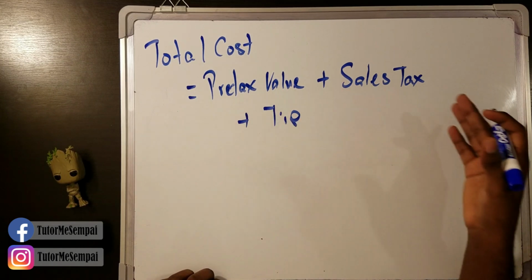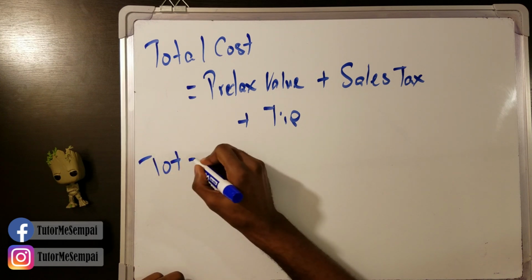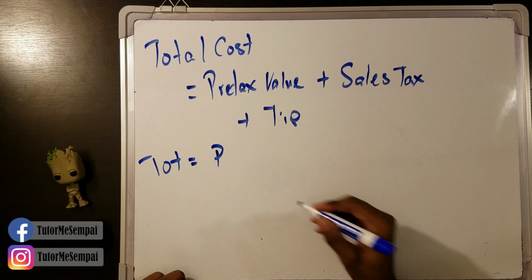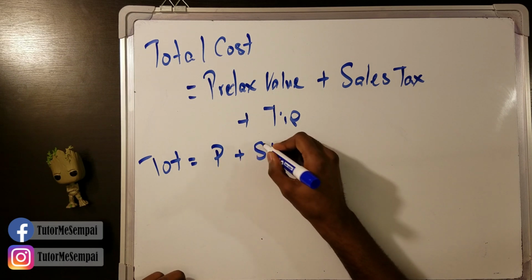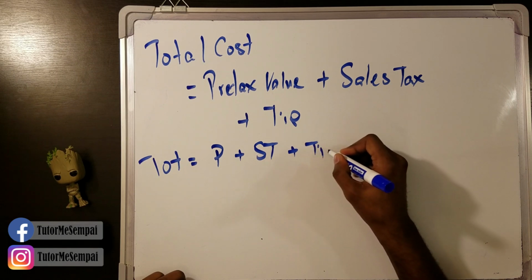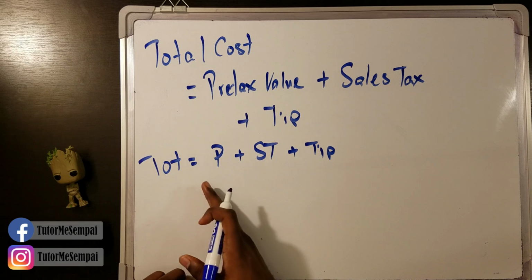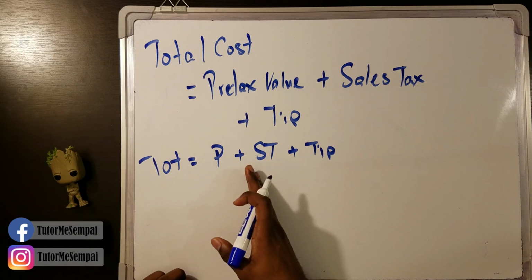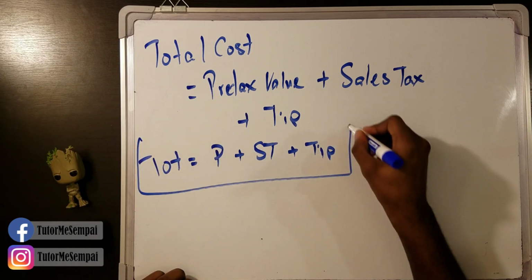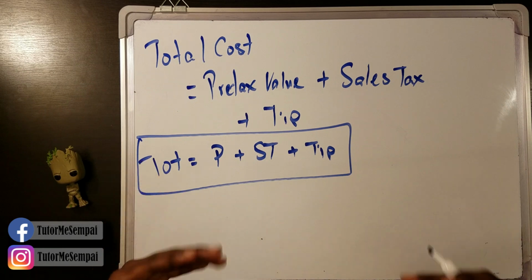So let's shorthand this a little bit. Total cost, we're just going to say that's TOT. Your total cost equals your P, your pre-tax value, plus your ST for sales tax, plus your tip. It's only 3 letters, so we'll just write it out. So your total equals your pre-tax value plus your sales tax plus your tip. So this is going to be the formula that we're going to use when trying to figure out what we're going to have to pay.